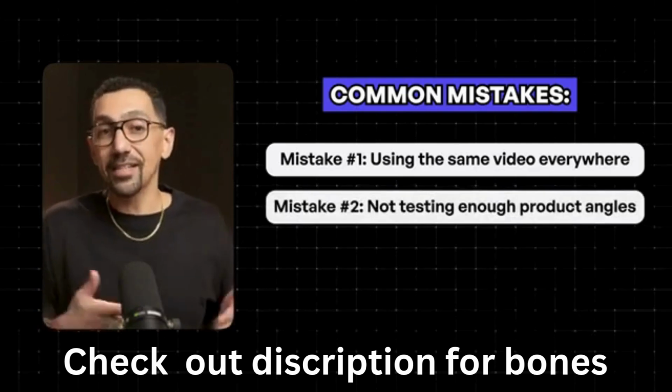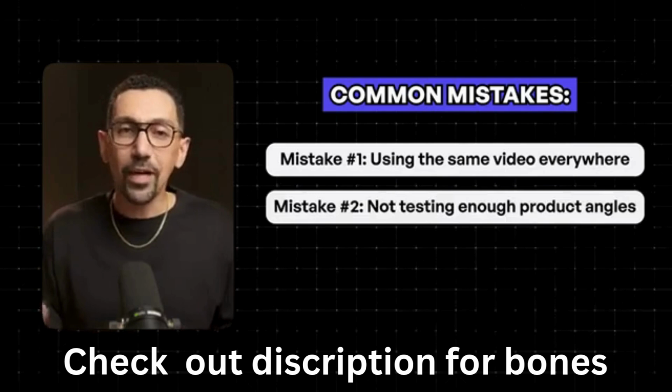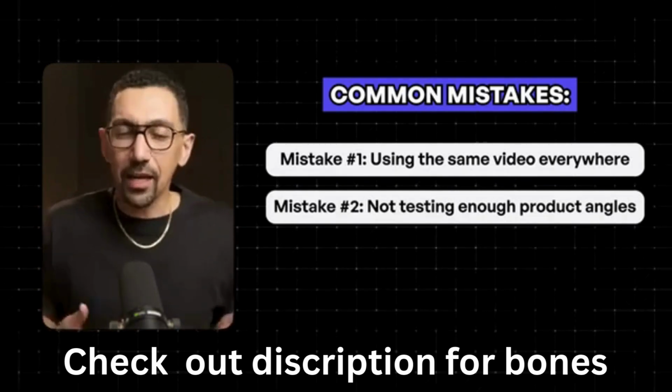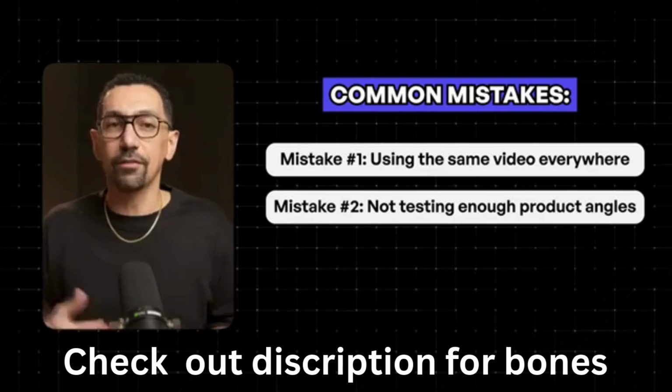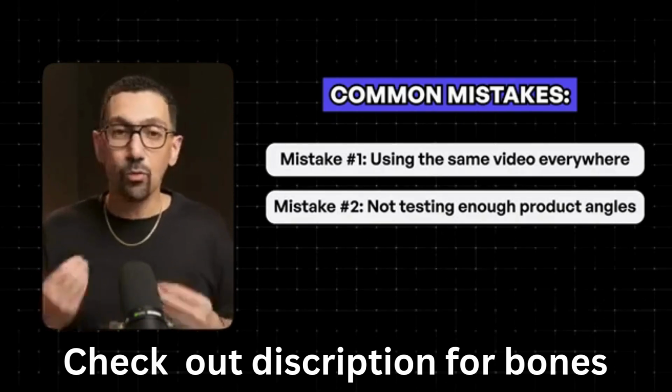The second mistake is not testing enough product angles. Most e-commerce brands create one video and focus on a specific feature and then call it done. But maybe your audience cares about something that you didn't highlight in your video. Testing different angles with your content, with your script is going to be really vital.